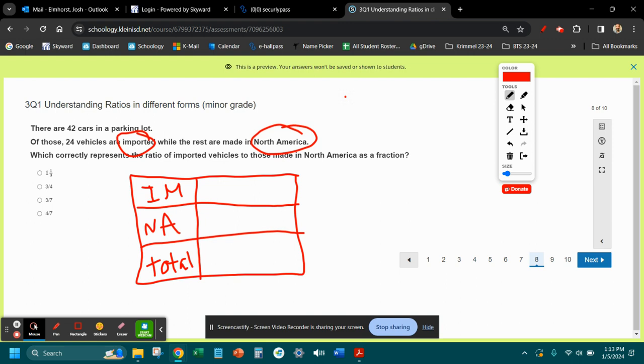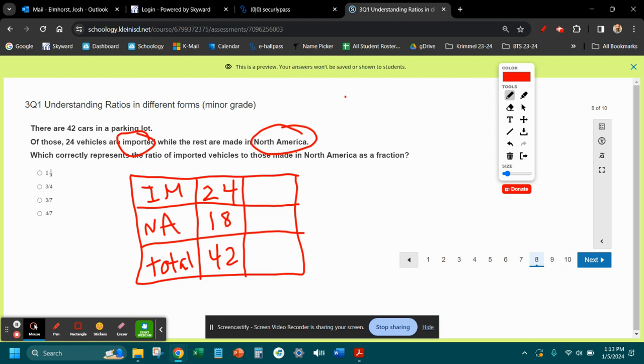Okay, so we have imported vehicles, North American vehicles, and then the total number of vehicles. So there's a total of 42 cars in the parking lot. How many vehicles are imported? 24. So we have to fill in the missing part. How many are North American vehicles? 18. So 42 minus 24 is going to give us 18.